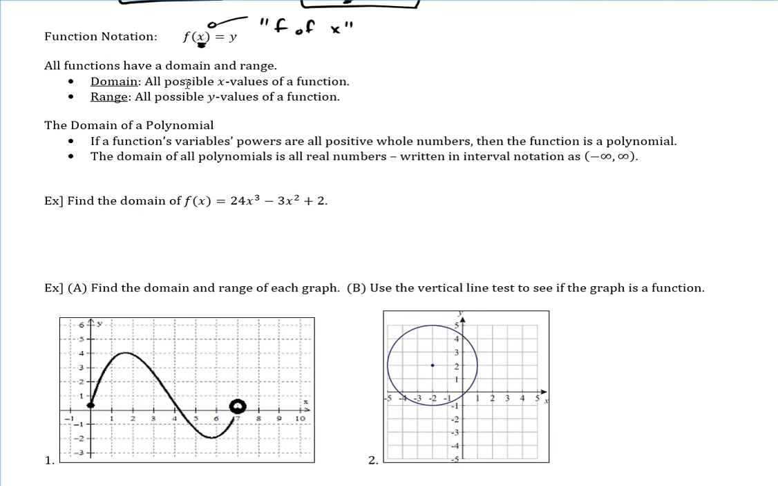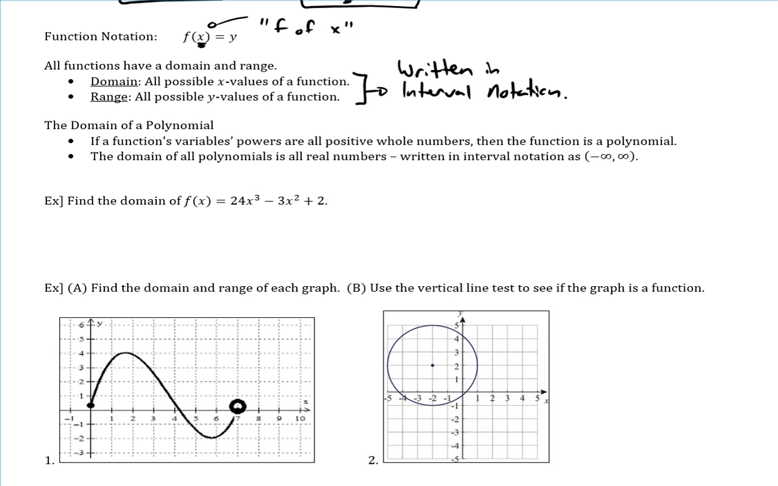Okay, and when it comes to functions, functions will have a domain and a range. A domain is all possible x values of a function, and the range is all possible y values of a function. Sometimes they'll list it as actual individual x coordinates and individual y coordinates, but most of the time we write these using interval notation. So they'll say written in interval notation. And we'll break down what that means in our problem coming up.